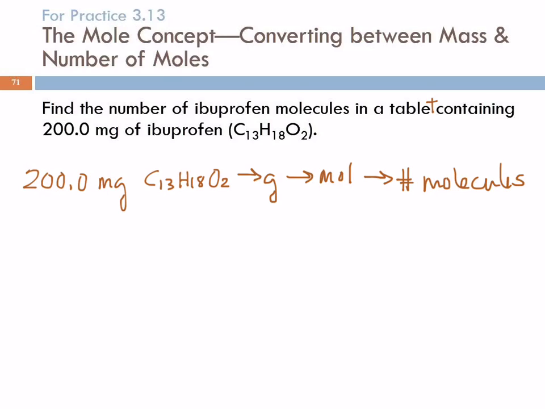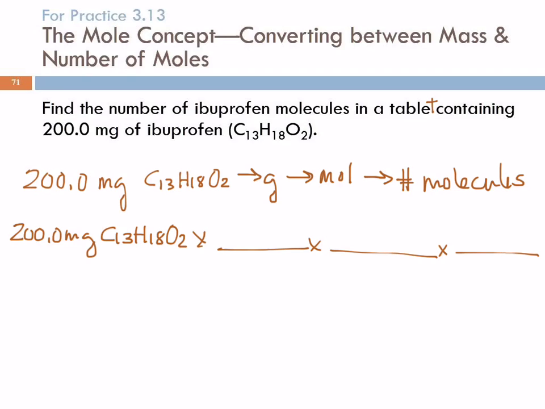The path is the hard part. Write down the path if you're not getting these answers correct all the time. 200 milligrams C13H18O2. I look at my path, 3 arrows, 3 fractions. The units in the path become the units in the numerator. Milligrams to grams to moles to molecules.